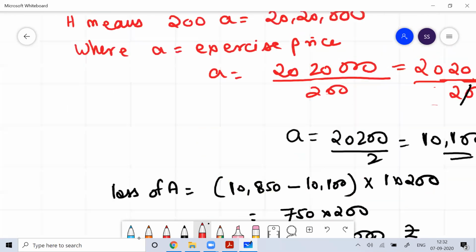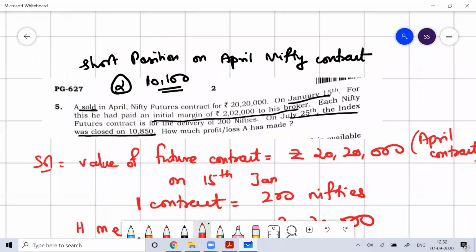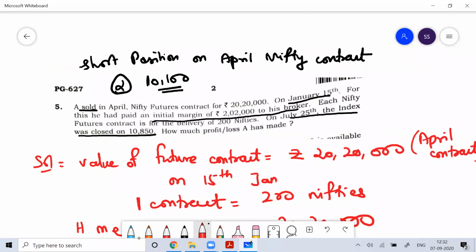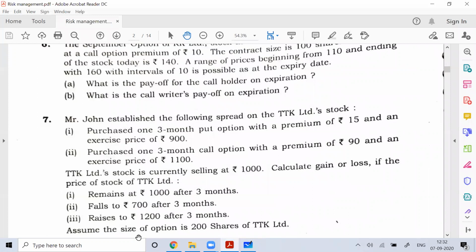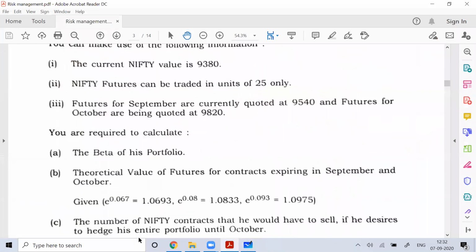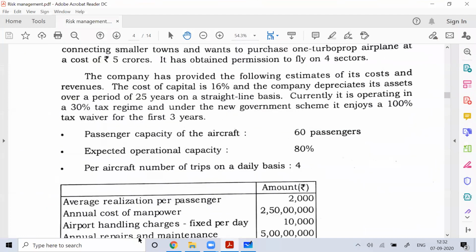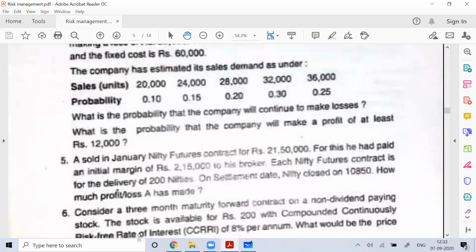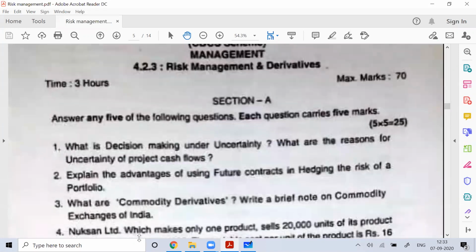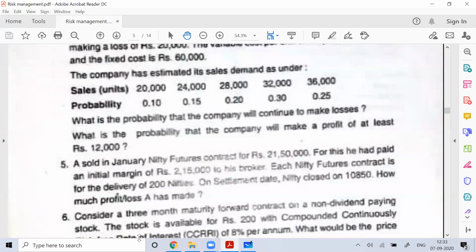Okay. Anyone have any doubt? So you understood this? Similar to this question number 5, the same question also came in other years. What came in 2019, the same question came in 2018 also. You can see this, question number 5.